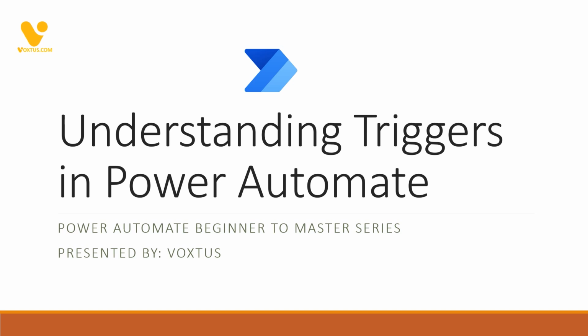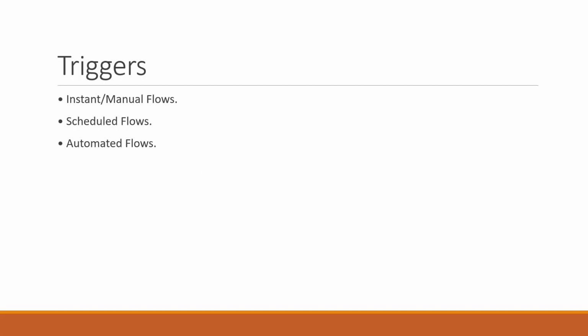Let's get those flows moving. Right, let's dive into the heart of Power Automate, triggers. Now, triggers are what set your flows in motion. Think of them as the ignition key of your car. Without them, your flow is just sitting there looking pretty but not going anywhere.